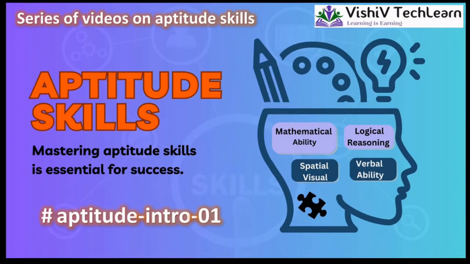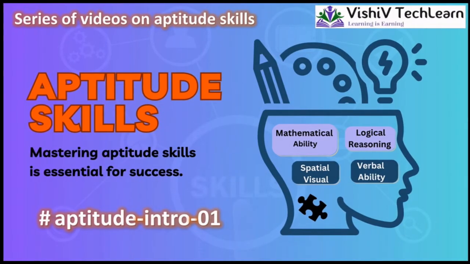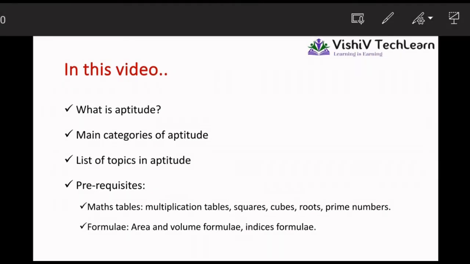We will be having a series of videos on aptitude skills, and this is going to be the first video of it. In this video we are going to talk about what is aptitude, then main categories of aptitude, list of topics in aptitude, and the major focus will be on prerequisites. In prerequisites, in detail we will be talking about the maths tables. Those are very necessary for quantitative aptitude, and also some formulae.